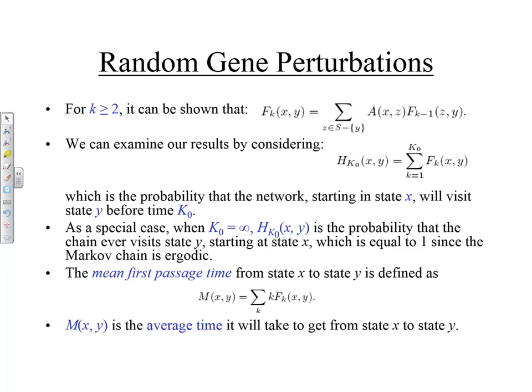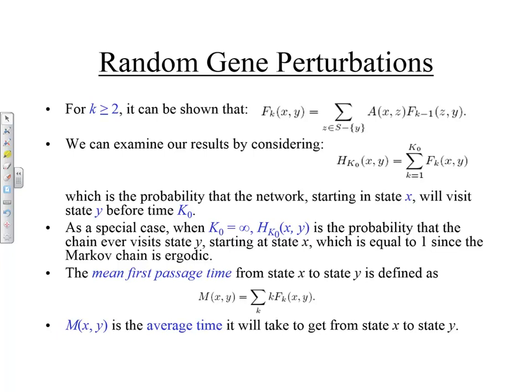I'll fix some number, k0 is 20 or 100 or whatever. I would like to maximize this probability of going from this state to the destination, let's say in 20 time steps or 100 time steps. Right? I want to maximize that probability. That's one approach. The other approach is to work with what are called mean first passage times.